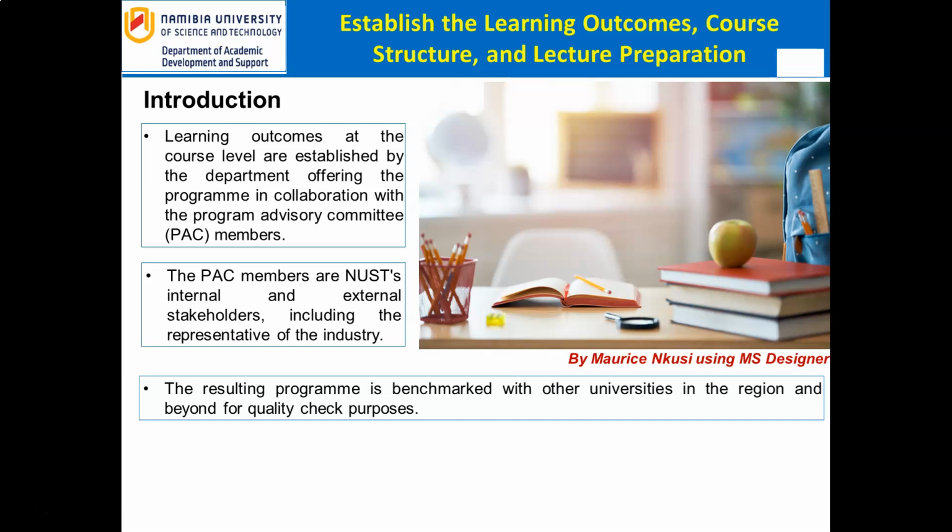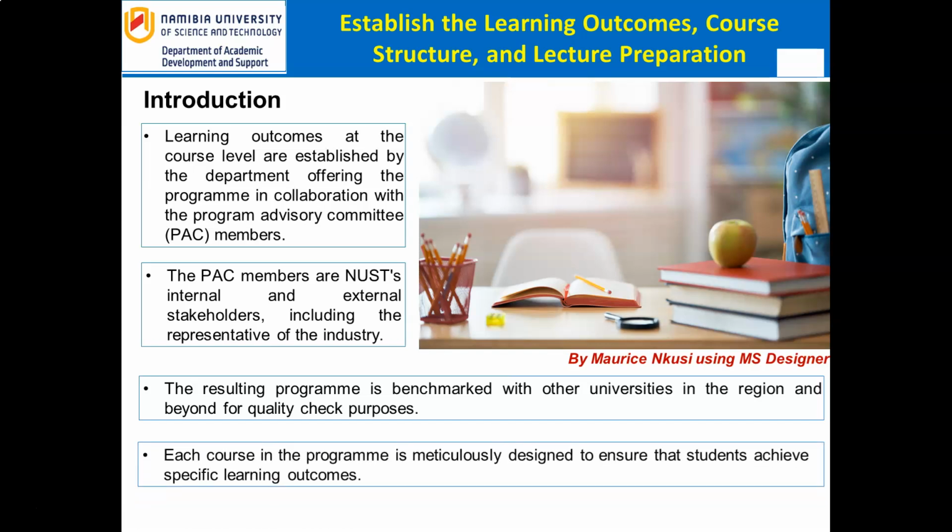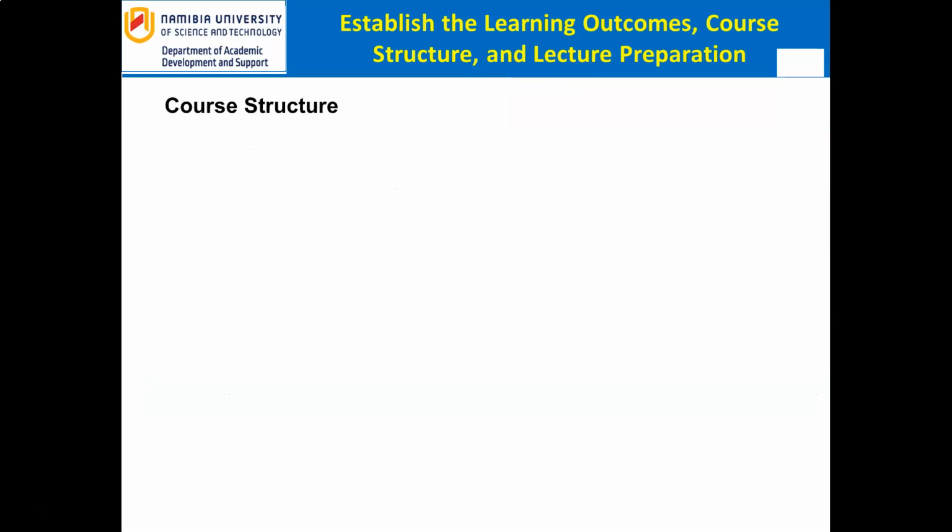As alluded to already, each course in the program is meticulously designed to ensure that students achieve specific learning outcomes. These outcomes are aligned with the overall objectives of the program. Let us look at the course structure. The structure of each course consists of several distinct elements: units or chapters, subunits, and subtopics. Below is a detailed explanation of how the structure is organized.